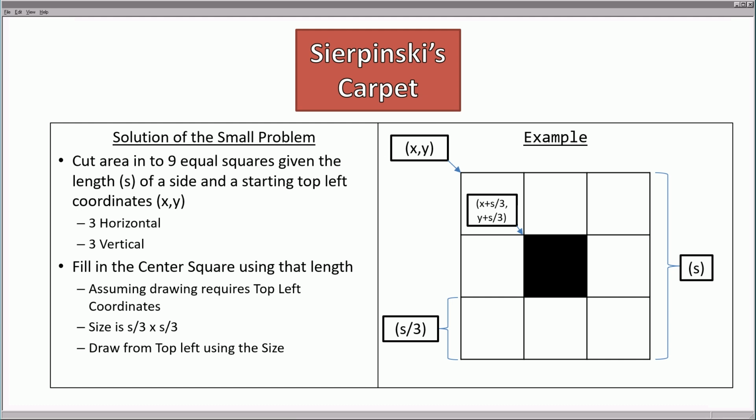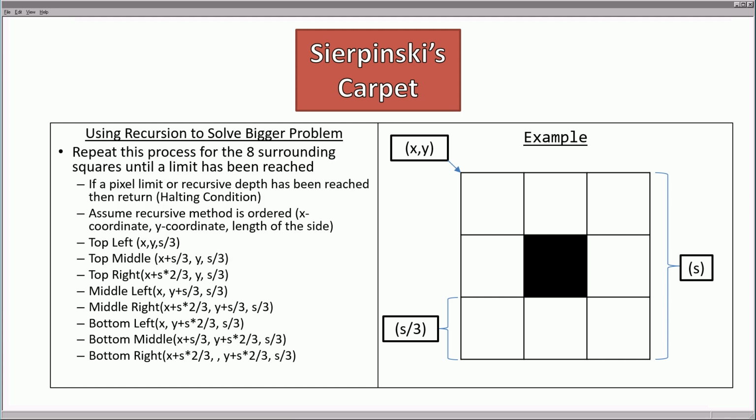Now we can use this solution in order to solve a much larger version of the exact same problem. We start recognizing that basically this solution of drawing this center square is the exact same solution we need to apply to this region, this one, this one, this one, this one, this one, and this one. The only thing that we need to change is where this x and y starts and the length of the side. Let's say that we were now going to draw the center square in this region right here.